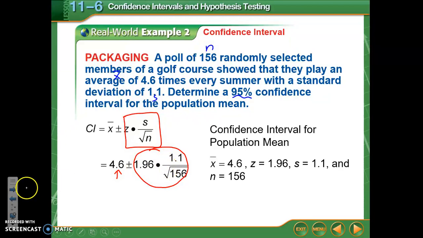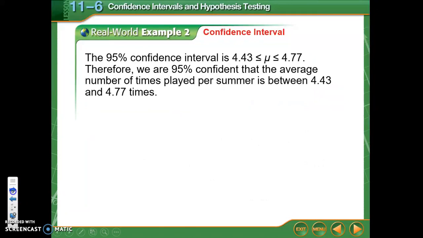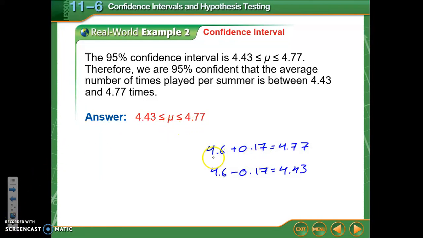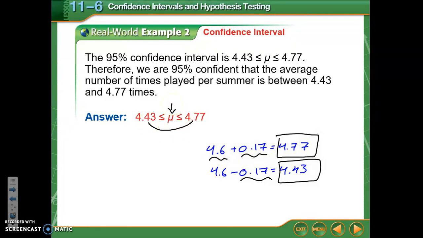So my range of values, because what I get when I calculate E, which is what we were doing in the first example, is 0.17. So basically to get my actual interval, my interval is between 4.43 and 4.77. Why? Because again, I took my mean, my average, and I added my error of estimate, so that's the farthest it can go above that, and 4.6 and subtracted my error estimate, and that's the farthest it can go below. So this is the range of values. I can be 95% confident that my population mean, the actual mean, would be between these two values.